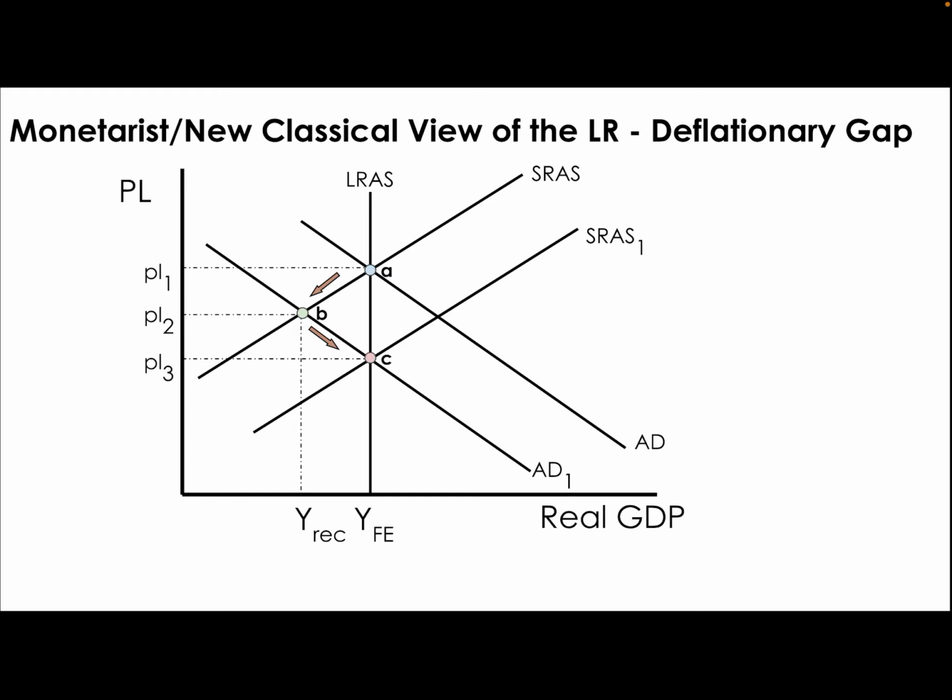And again, if you can't remember any of the determinants of SRAS, please remember, does it lower per unit production costs? In this case, yes. Lower labor cost will lead to lower input costs, which will encourage firms to produce more. So we end up at C, which is at a lower price level 3, but we're back in long-run equilibrium.